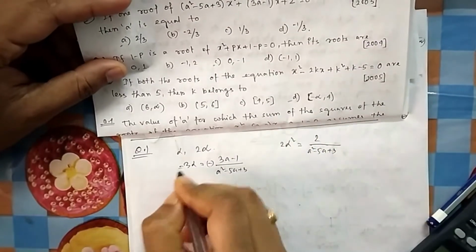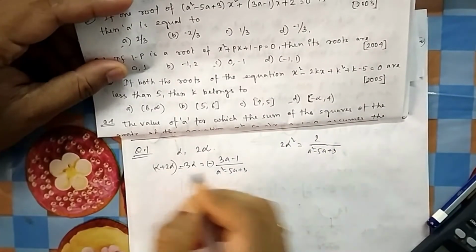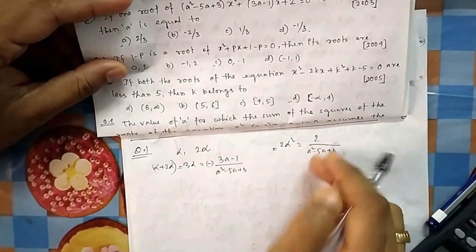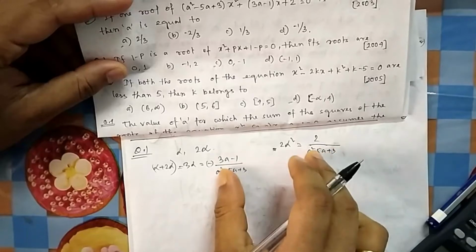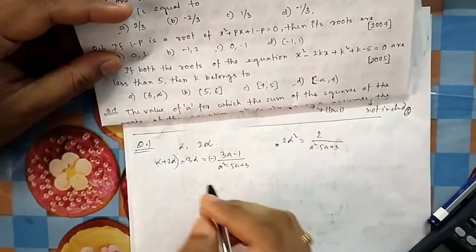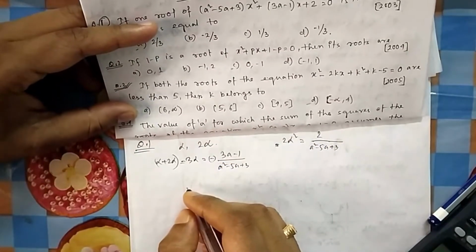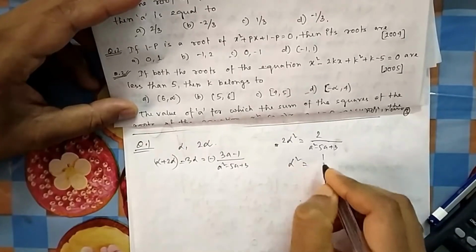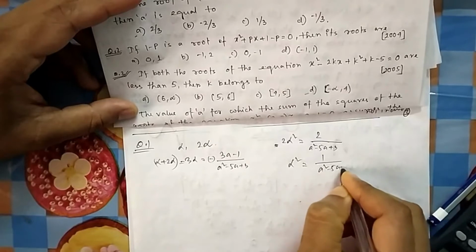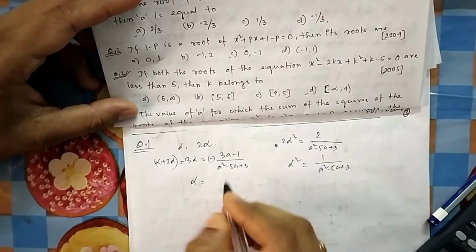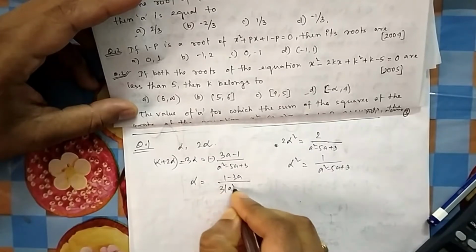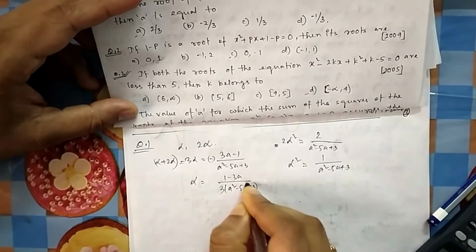So what I have done here is alpha plus beta, this formula, minus b by a, and alpha beta, the product of these two. So from here you can take alpha and put it there, and then you will find the answer. I think there is no issue at all. So if I put it there, then what will be the answer? Here alpha square is equal to 1 by a square minus 5a plus 3, and from here if you calculate, alpha is equal to 1 minus 3a divided by 3 into a square minus 5a plus 3. I am not doing it, I think you can do it easily.